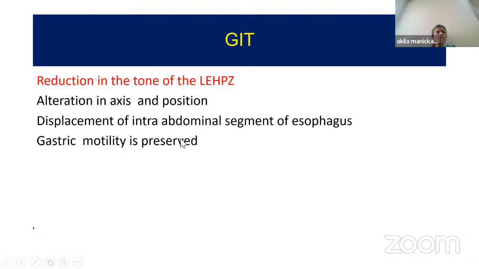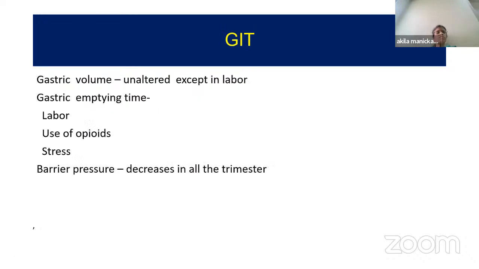So the pinch valve mechanism is lost, which ultimately is responsible for your gastroesophageal reflux and silent regurgitation. So gastric motility is preserved. Alteration in your high pressure zone is responsible for the silent regurgitations which can occur, and progesterone is also responsible for relaxation of your lower esophageal sphincter tone.